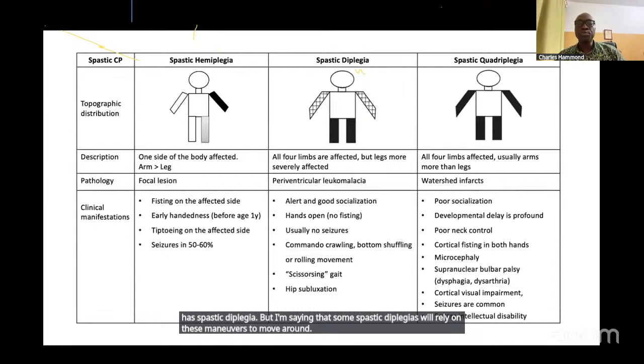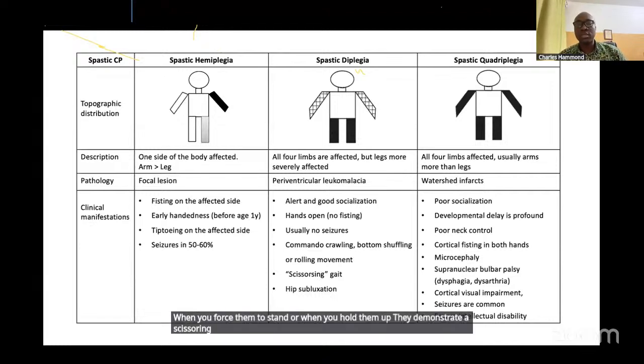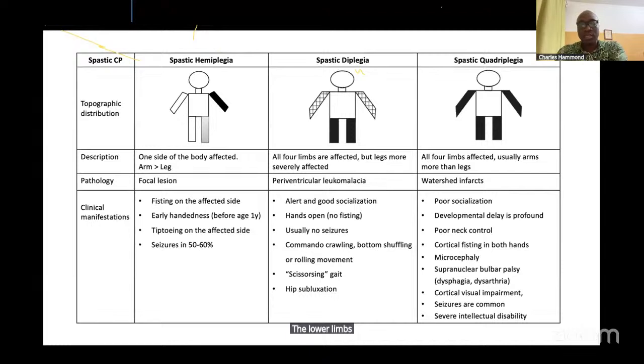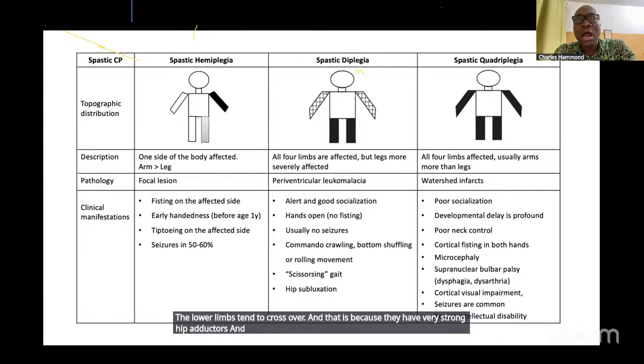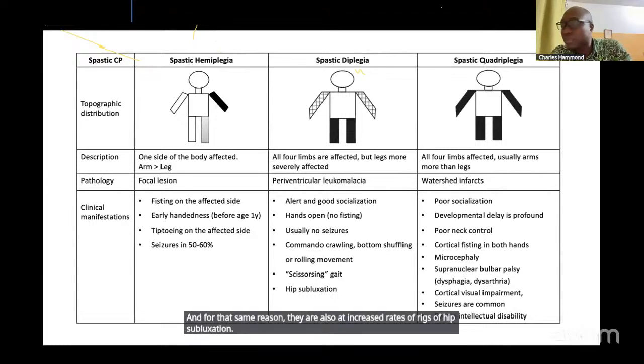When you pull them to stand, or when you hold them up, they demonstrate a scissoring gait in the lower limbs. The lower limbs tend to cross over, and that is because they have spasticity or increased tone in the hip adductors. And for that same reason, they are also at increased risk of hip subluxation.